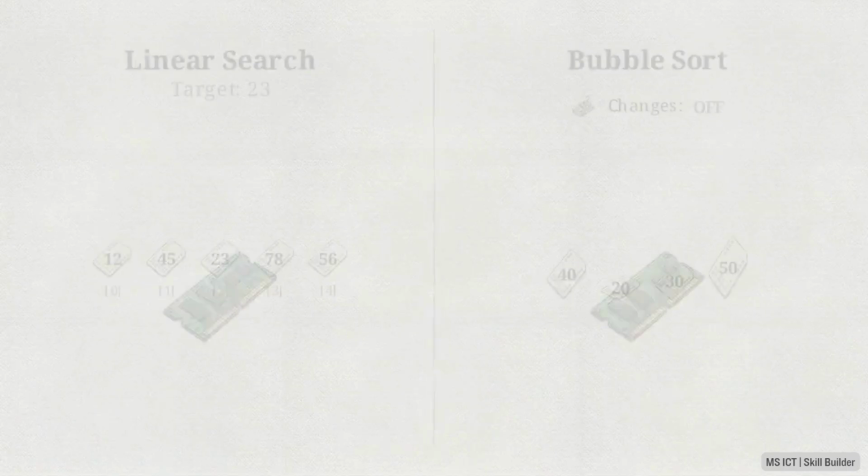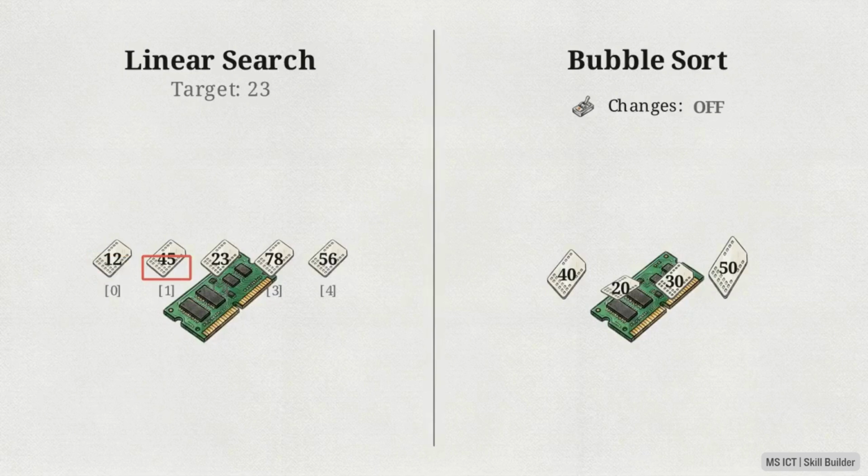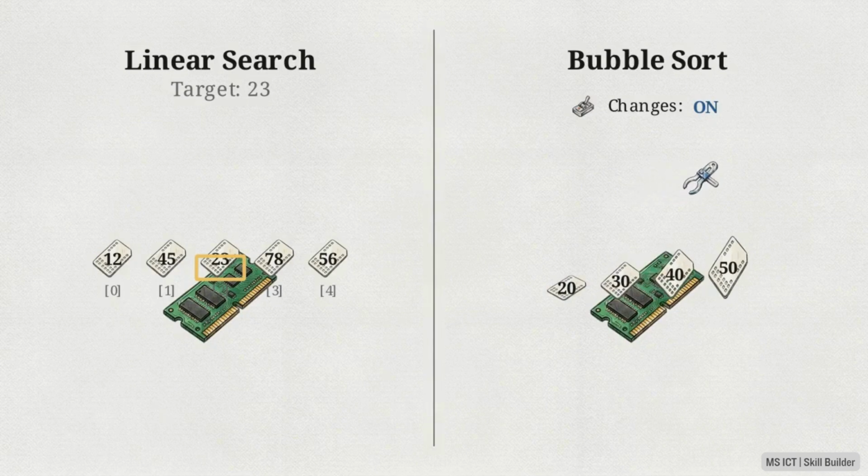To recap, a linear search steps sequentially through an array index by index until it finds a match. A bubble sort loops through an array, swapping adjacent pairs to push the largest values to the end, stopping either after n-1 passes or as soon as a full pass occurs with no changes.